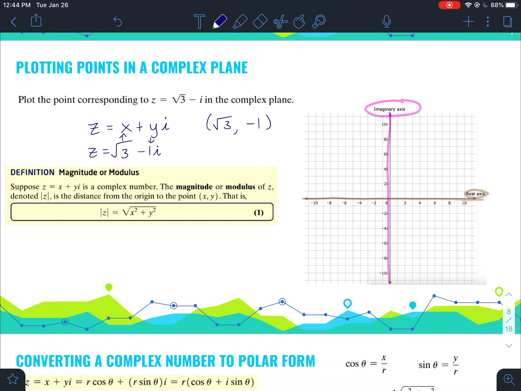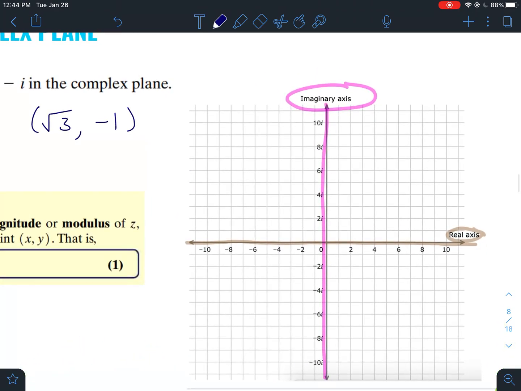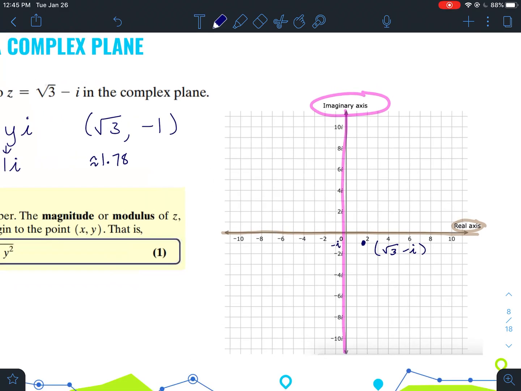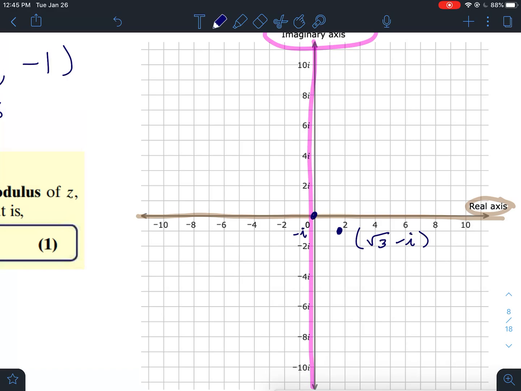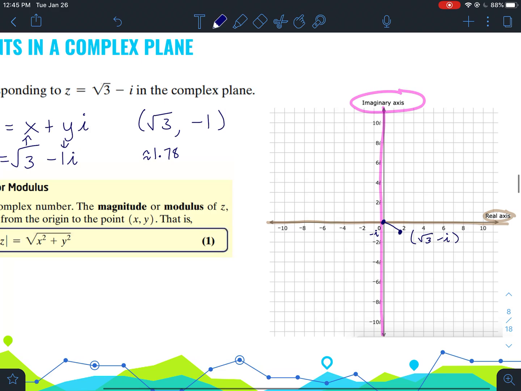So we are going to plot the point square root of 3, negative 1 if we are on the real plane. But to plot the point, the square root of 3 minus 1i, we're going to move the square root of 3 over, and the square root of 3 is about 1.73. So we're going to move 1.73 over and then negative i down. So negative i and then 1.73, and that would be the point, the square root of 3 minus i. So that's where that point would be on the complex plane. And we could connect it to the origin, just like we rotate for polar form.